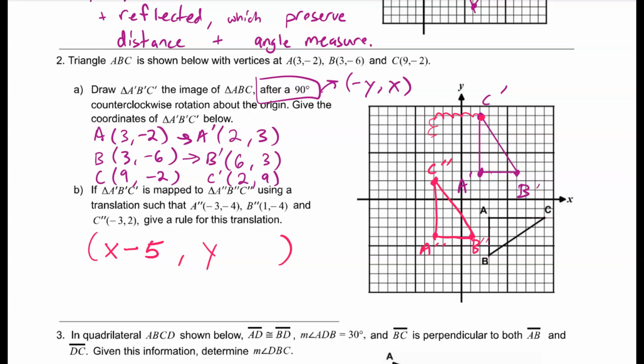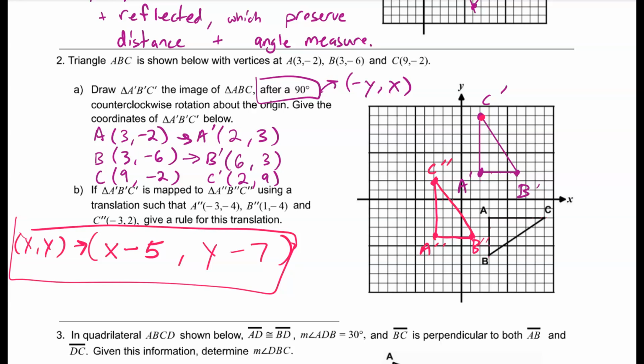And I went 1, 2, 3, 4, 5, 6, 7 units down. So I subtracted 7 from all of my y values. So this would be the transformation rule. I take any point given x, y, and I take away 5 from the x's, and I take away 7 from the y's. You could also mention this as a translation that moves our figure left 5 units and down 7. Both of those would be acceptable to view this transformation here.